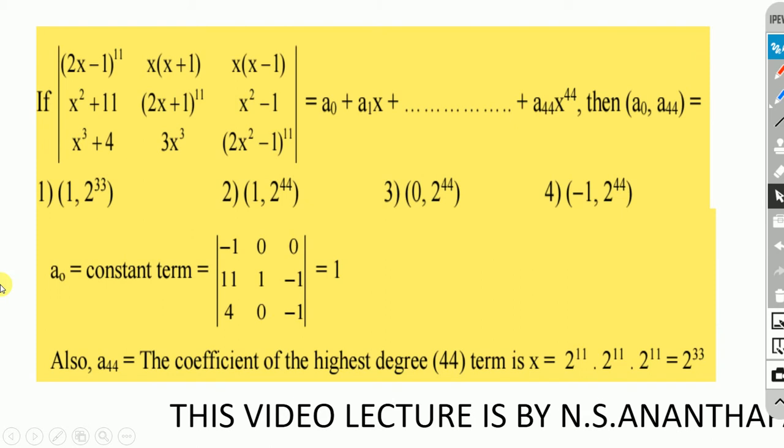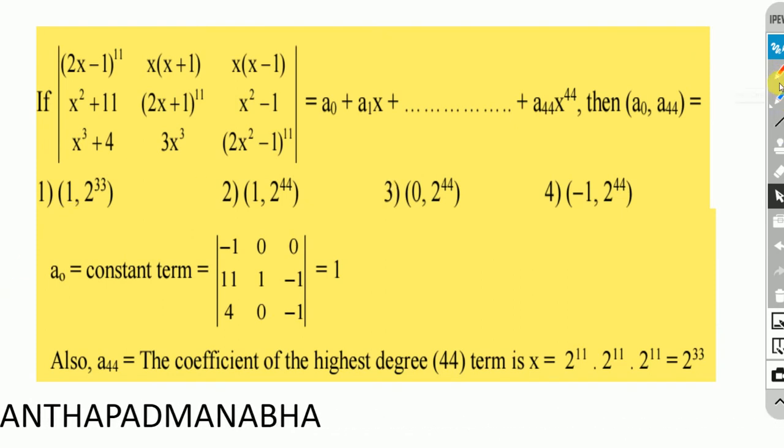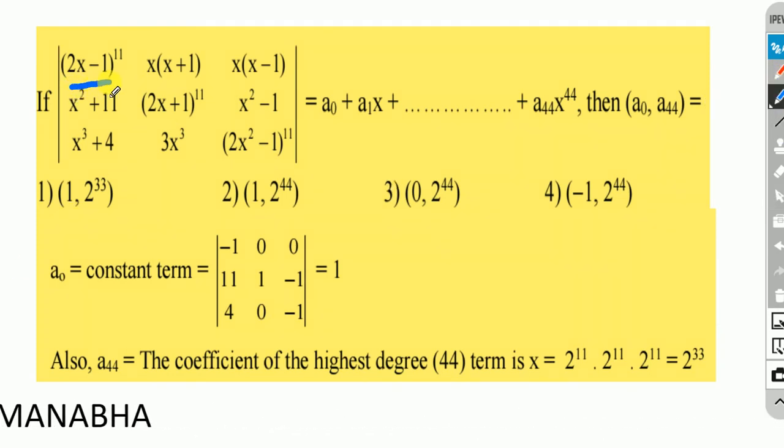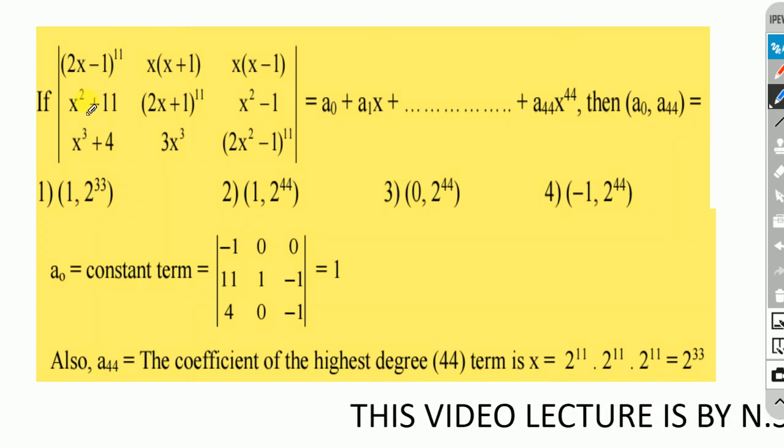So let us see another question. If determinant with entries 2x minus 1 whole to the power of 11, x into x plus 1, x into x minus 1, x square plus 11, 2x plus 1 to the power of 11, x square minus 1, x cube plus 4, 3x cube, 2x square minus 1 to the power of 11 is equal to a naught plus a1x plus up to a44x to the power of 44.